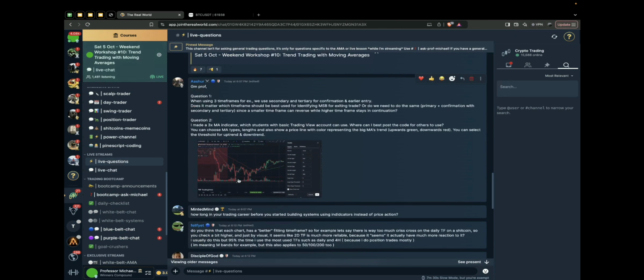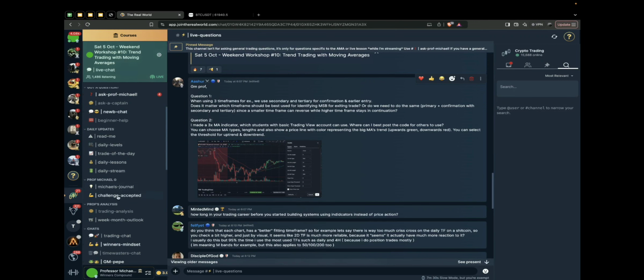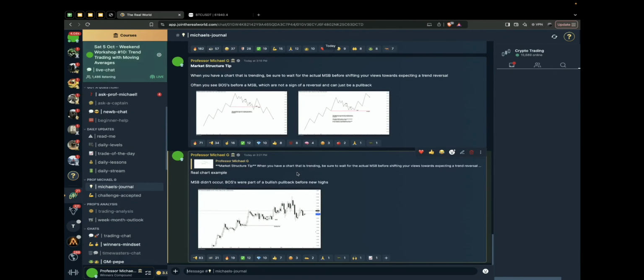Asher asks: when using 3 time frames, for example, using secondary and tertiary for confirmation or early entry, does it matter which time frame is best used for identifying the market structure break present in the trade? I answered that already. Or do we need to do the same, primary plus confirmation, secondary, tertiary, and the smaller time frame reverse while the higher time frame is in continuation? Yeah, this was exactly covered here. Last night I actually did this, right?